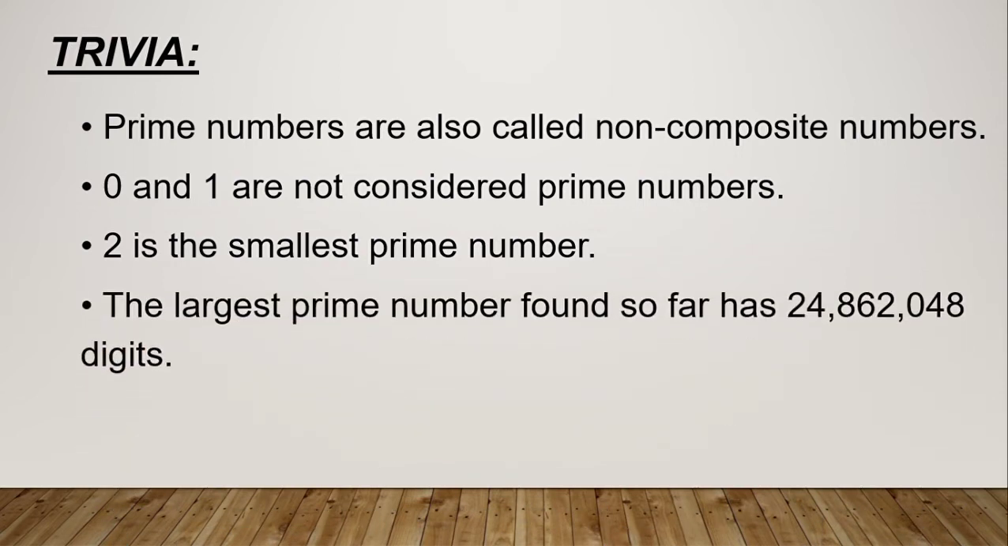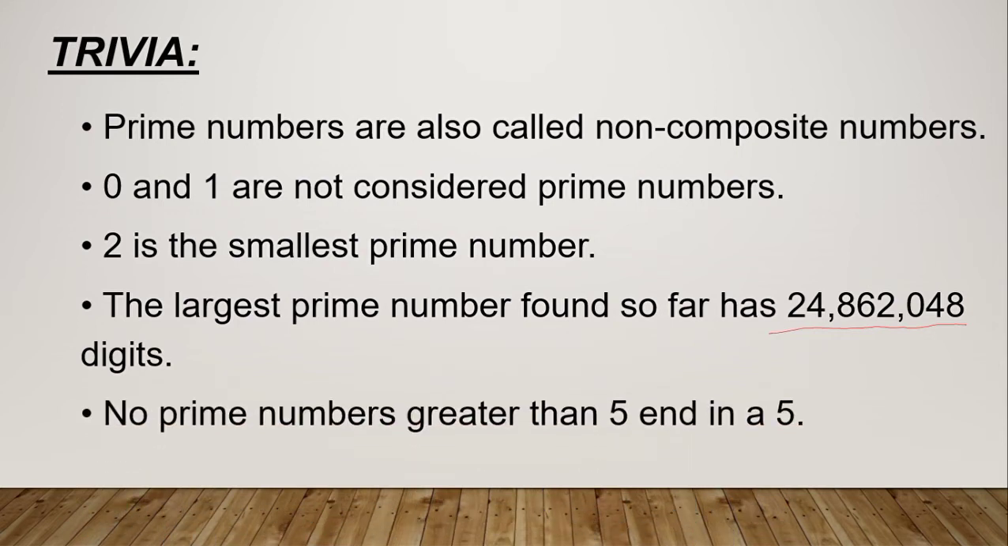Next, the largest prime number found so far has 24,862,048 digits. It was discovered by Patrick LaRoche on December 7, 2018. The number is known as M82589933. This is the largest prime number currently, so take note of that. It has 24,862,048 digits.